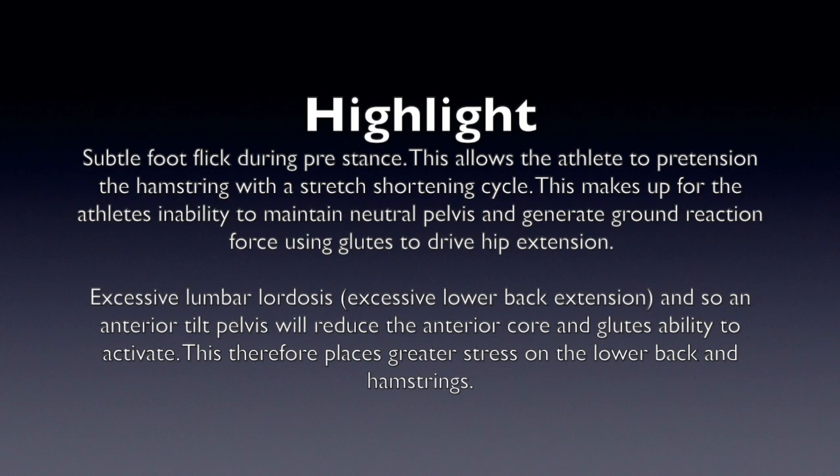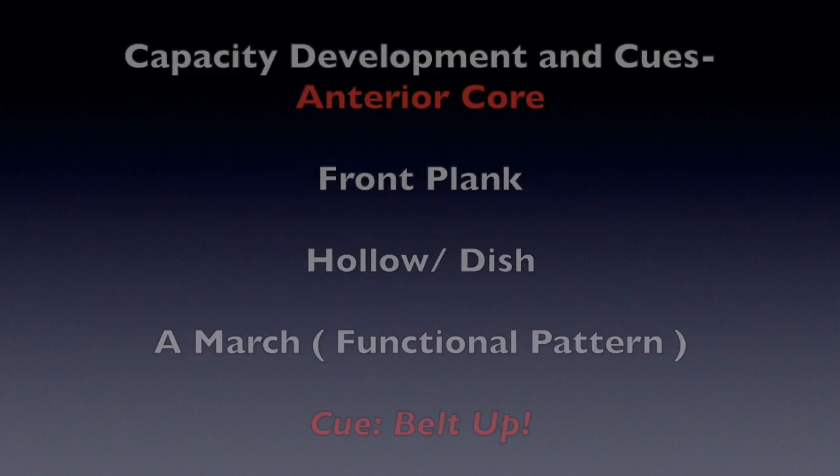Athlete B uses a suboptimal movement strategy in order to generate ground reaction force. As the athlete is in anterior tilt on ground contact, the anterior core and glutes are in a poor length tension relationship, and therefore the lower back and hamstrings take up the load acceptance. This highlights poor pelvic stability and therefore poor anterior core and glute strength and endurance.